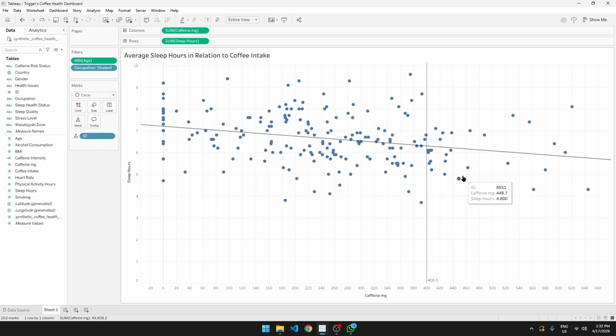You will notice a heavy concentration of data points below the 6-hour mark once caffeine intake exceeds the 400 milligram threshold. This visual evidence confirms that high caffeine consumption is a primary driver for sleep deprivation in our sample. We aren't just seeing a slight shift, but a systemic reduction in rest as dosage rises. But what is the mental cost of this sleep loss?